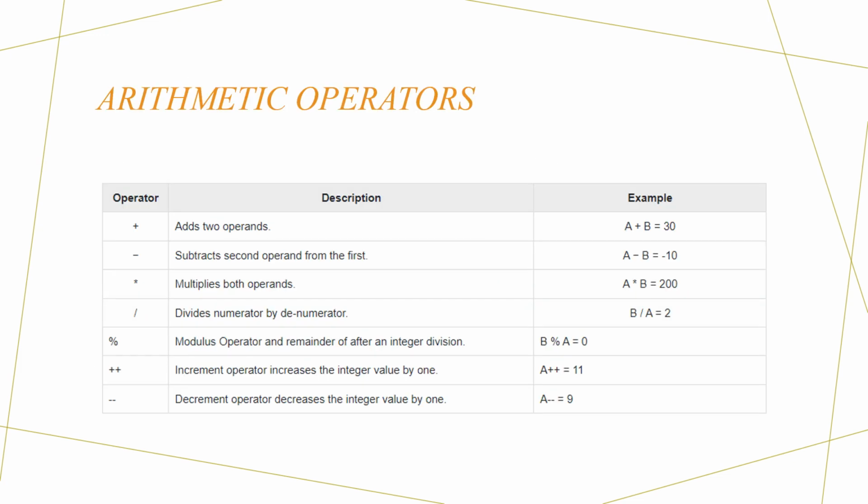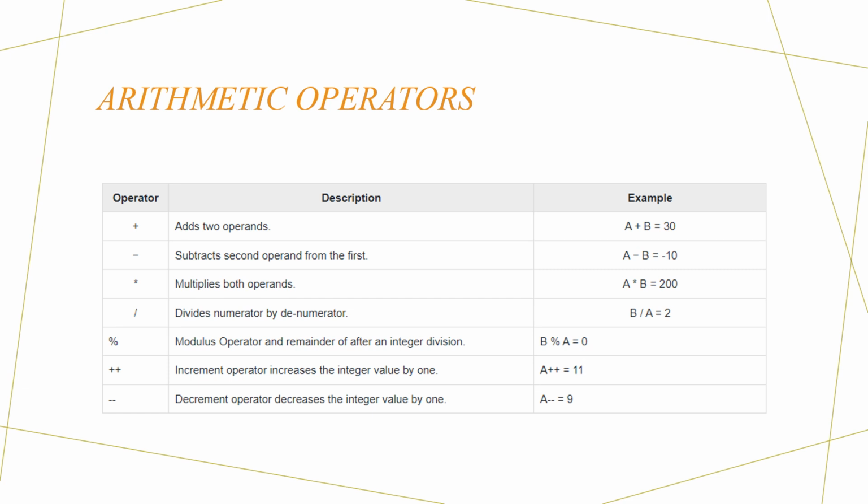A few detailed examples from the binary operators. In the first one, the plus sign adds two operands, like A plus B is equal to 30. The minus sign subtracts the second operand from the first, like A minus B can be minus 10. The multiplication sign multiplies both the operands. The division sign divides the numerator by the denominator.